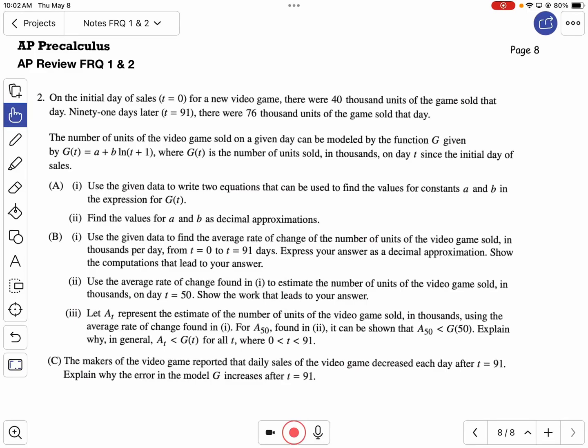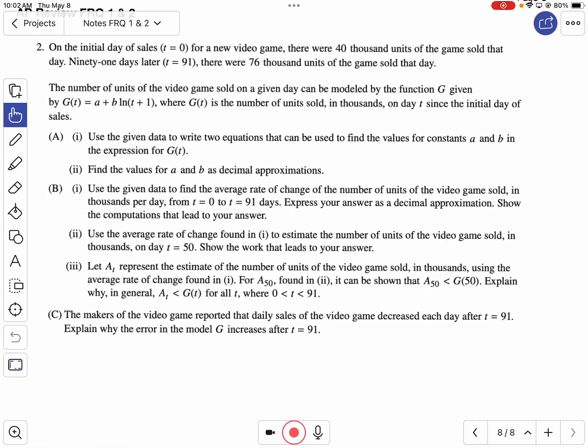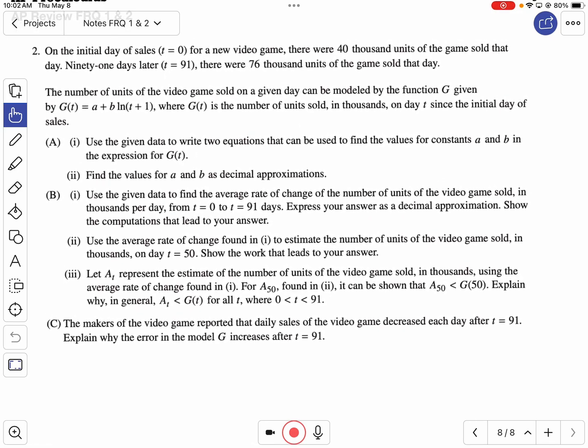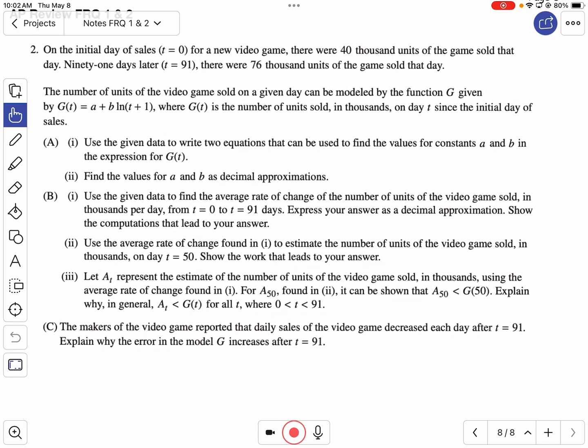Okay. So this one was really similar to the sample one they gave us.